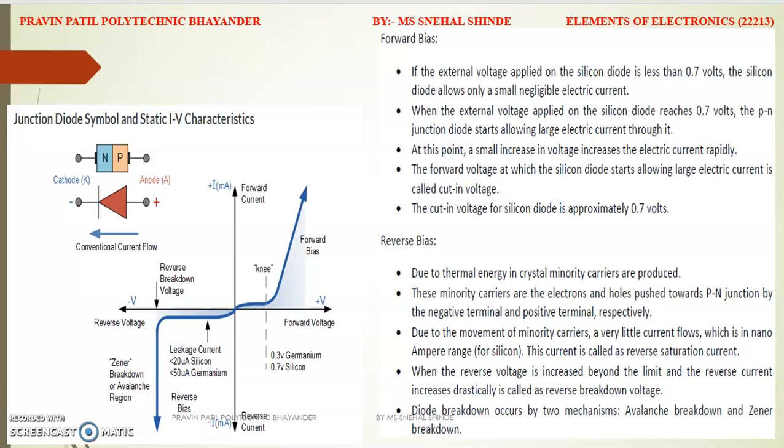And then we have discussed the working through the VI, voltage and current characteristics of the PN junction diode in the forward and reverse region. How the current will flow, when the current will flow. So this was the characteristics of the PN junction diode.